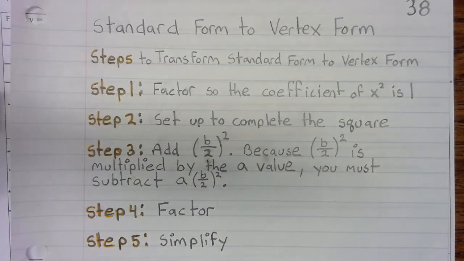Step 1, factor so the coefficient of x squared is 1. Step 2, set up to complete the square. Step 3, add b divided by 2 squared. Because b divided by 2 squared is multiplied by the a value, you must subtract a times b divided by 2 squared. Step 4, factor. And step 5, simplify.